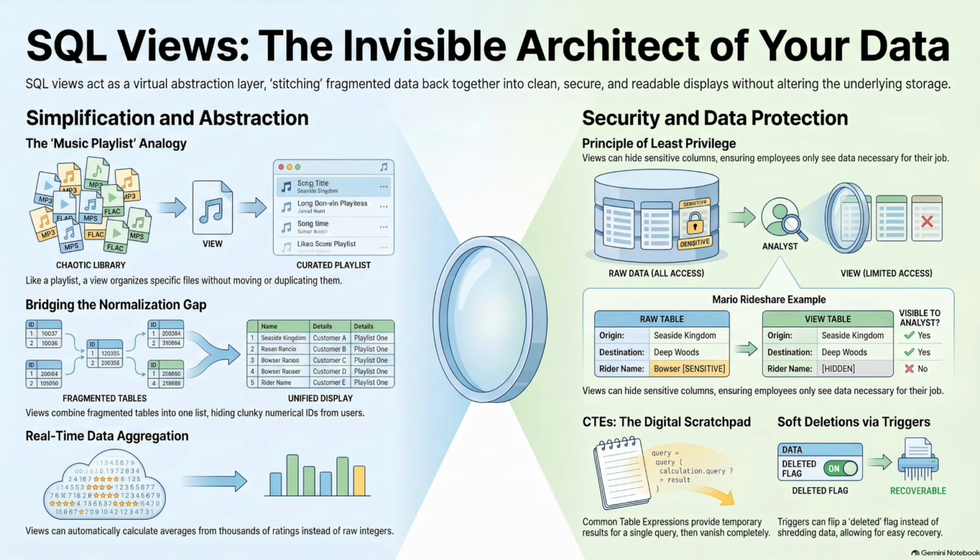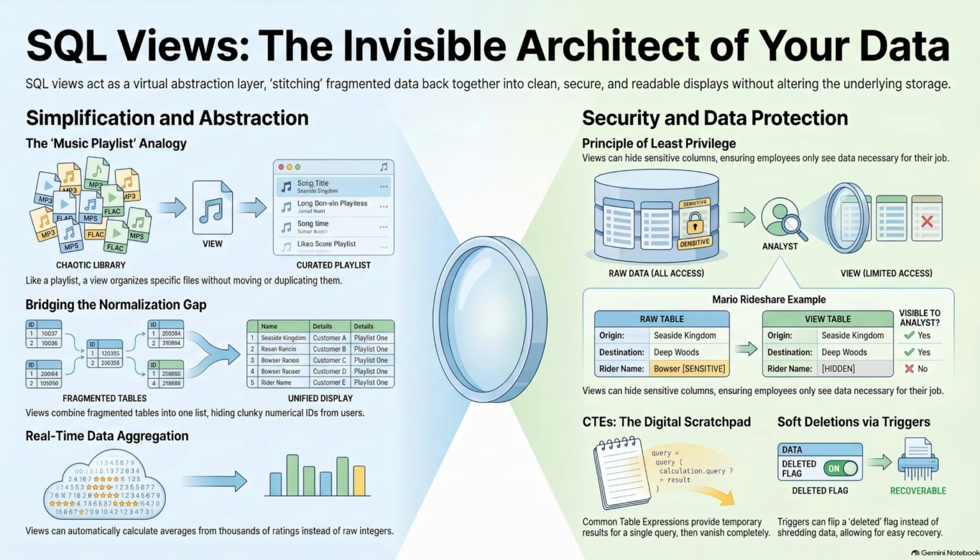And this touches on a foundational concept of digital privacy, the principle of least privilege. Meaning you only get access to what you absolutely need to do your job. Precisely. If you grant an analyst access to that raw rides table, you've breached user privacy. They can see the routes, but they can also see the names. So how does the view fix that?